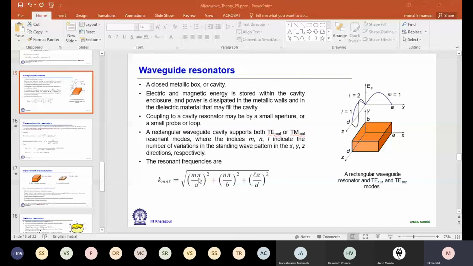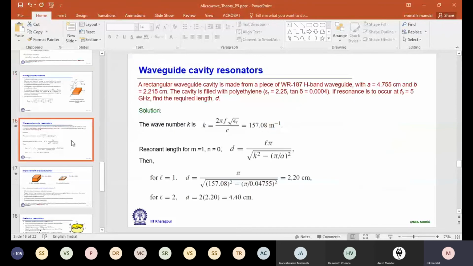So (π/A)² plus (π/D)². Basically what we see is that B has no direct effect on the resonant wave number or the resonant frequency, the height, because along this we don't have any electric field variation, right? So if I put it, then now find the corresponding F considering epsilon r value 2.25. For the first TE101, it is coming 2.2 centimeter.